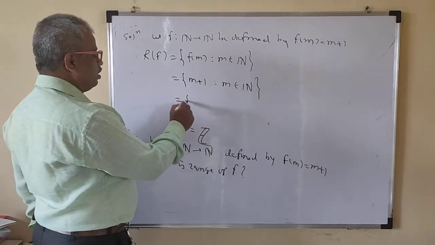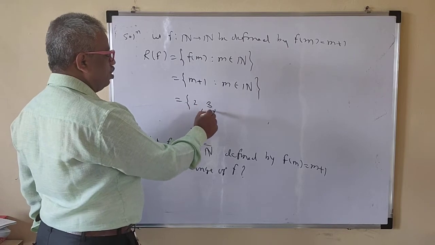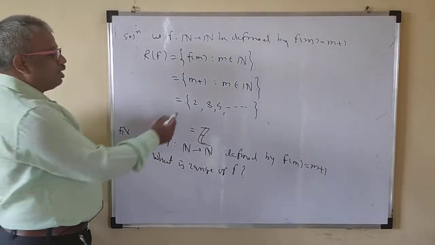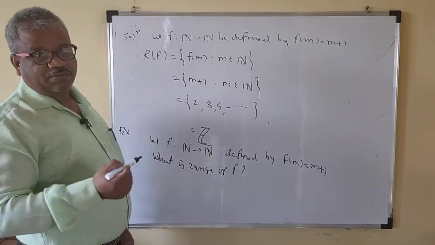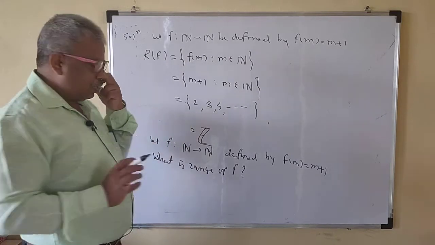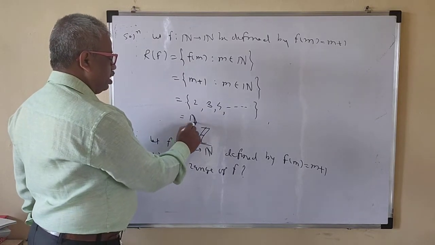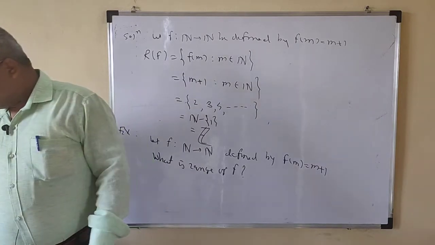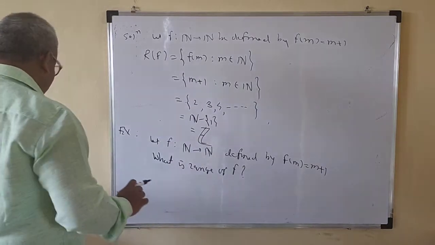If you add this, then what do we get? This is 2, 3, 4, dot dot dot, all the natural numbers, right? So now 1 is not there. The set of natural numbers started from 1, so all natural numbers are there except 1 now. So you may write this as N minus singleton 1, that means all natural numbers are there except 1.